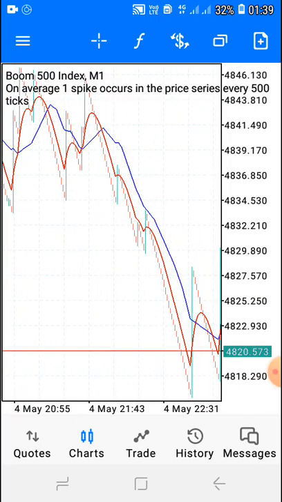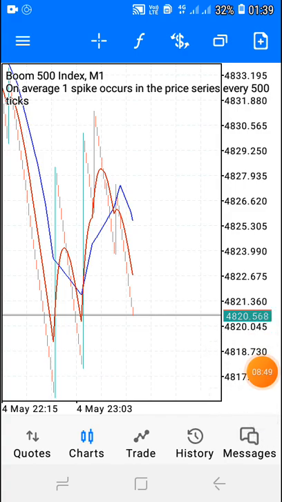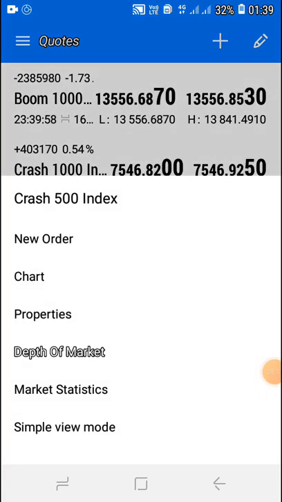So this is how you use the strategy. This is very, very easy. Anyone can do this, okay? So let's just go to Crash 500 and see what's happening over there.